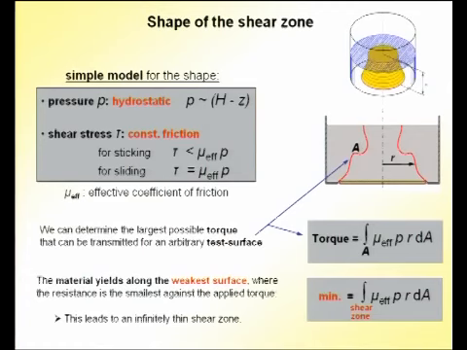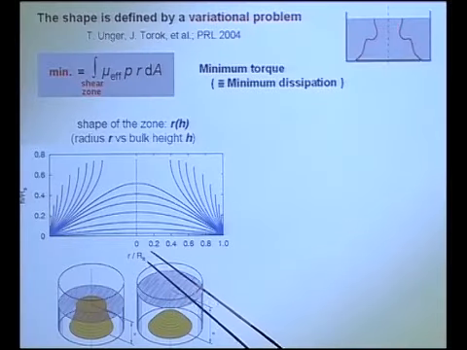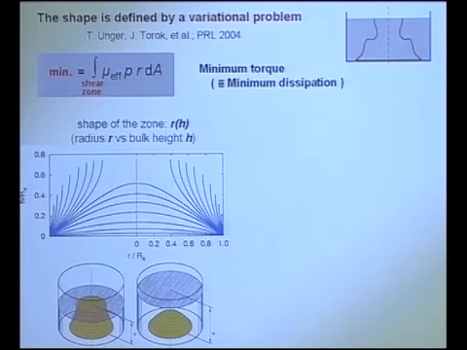As you can see, such a frictional model necessarily gives you an infinitely thin shear zone. So this model is not for describing the width. It is for describing the shape, the position of the shear zone. So what I have here is a well-defined variational problem.